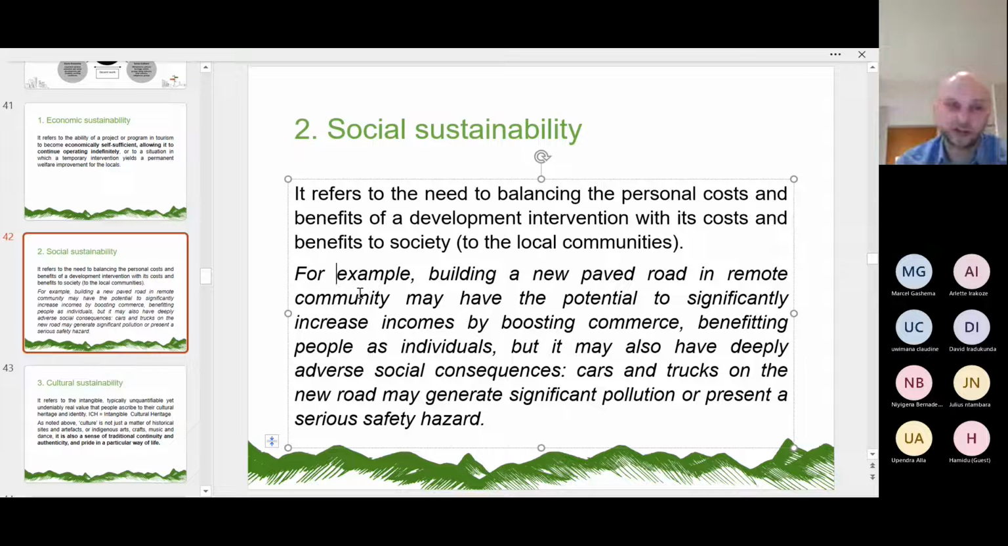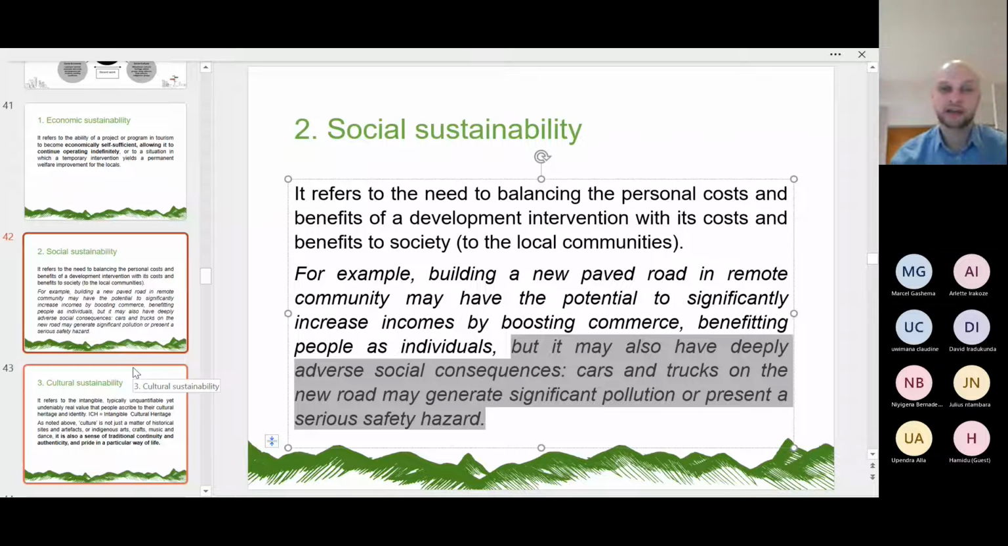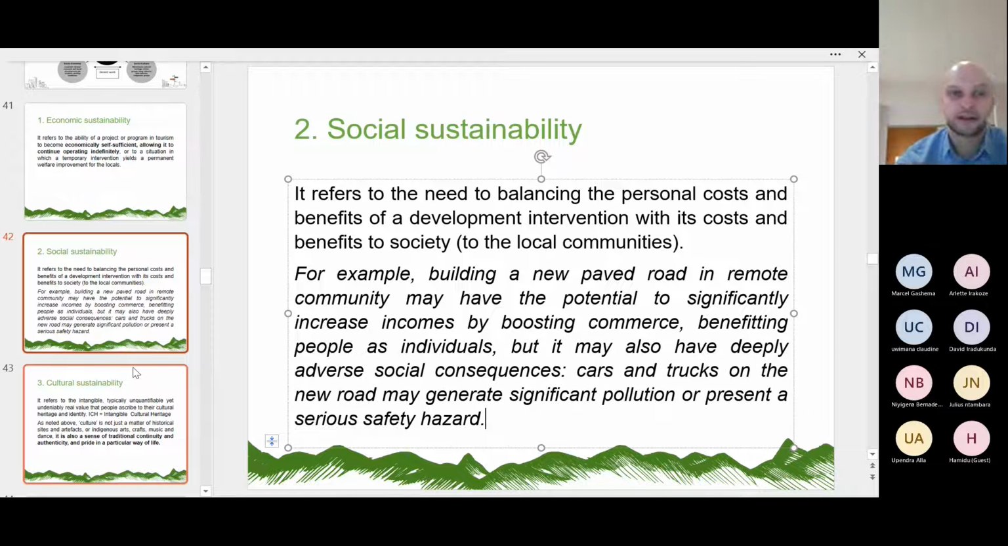Some negative aspects that tourism can deliver to the society are here. Building a new road in a remote community may have the potential to significantly increase incomes by boosting commerce, benefiting people as individuals. These are positive aspects. What are the negative? It may also have deeply adverse social consequences, like cars and trucks on the new road may generate significant pollution or present a serious safety hazard. So these are the possible negative aspects of tourism development.